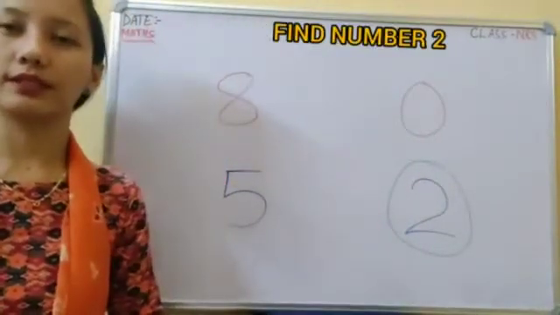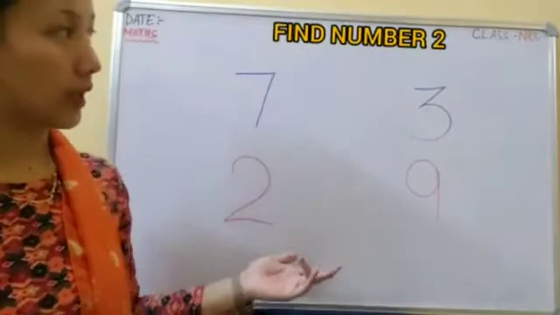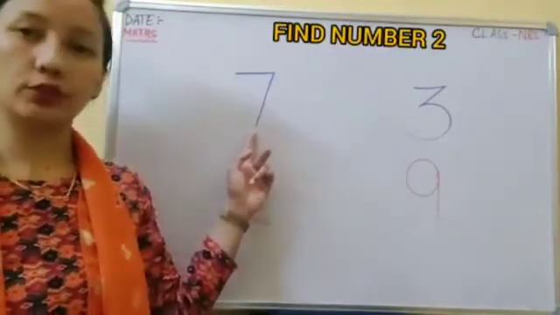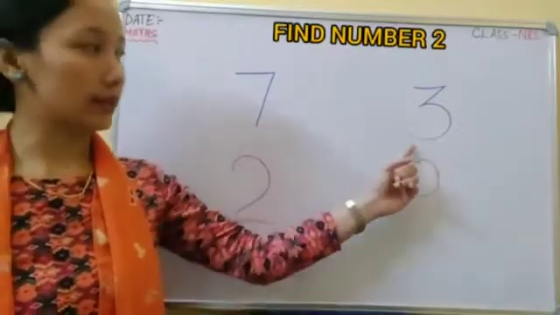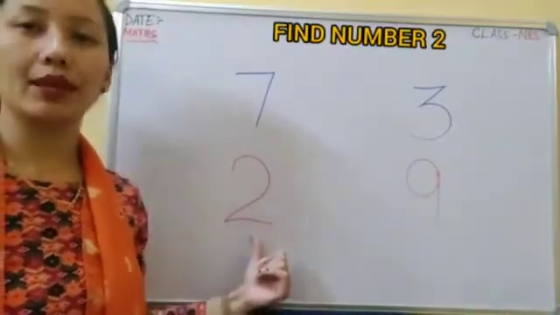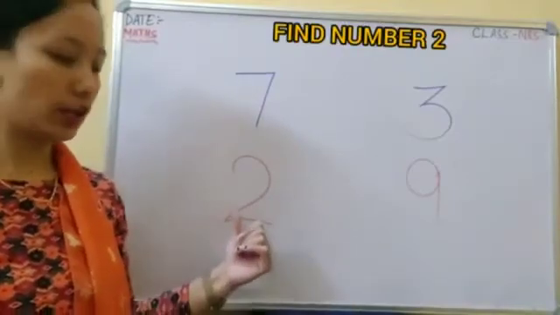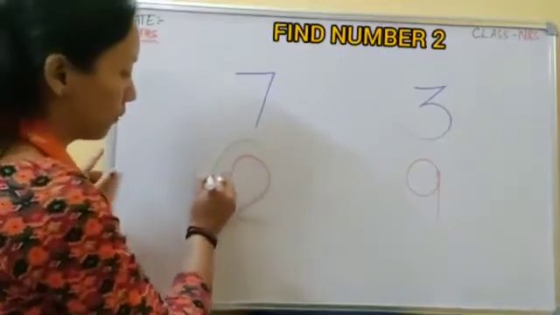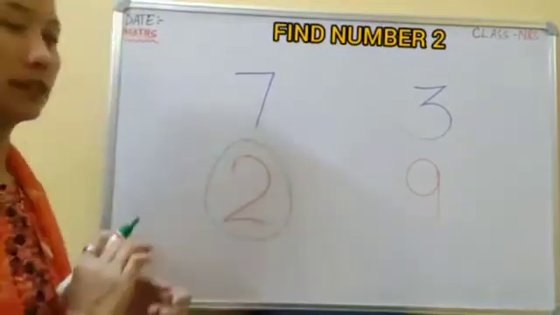Okay students. So students, can you recognize number 2? Is this number 2? No. Is this number 2? No. Is this number 2? Yes, this is number 2. So, encircle number 2 like this.